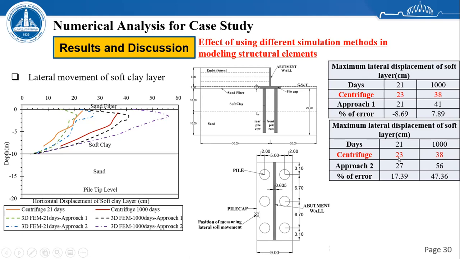Also in approach two, the values were overestimated for the maximum lateral displacement, with a maximum percentage of error equal to 47% at 1,000 days, in the simulation in which the piles were simulated as embedded beam elements. This shows the main advantage of simulating the pile using volume elements, as the percentage of error in approach one was less than the percentage of error in approach two.